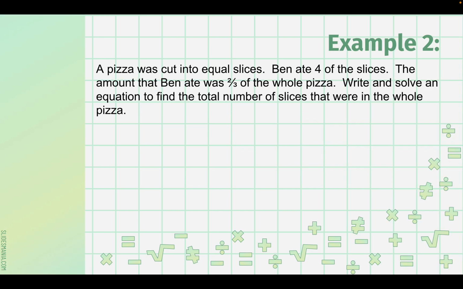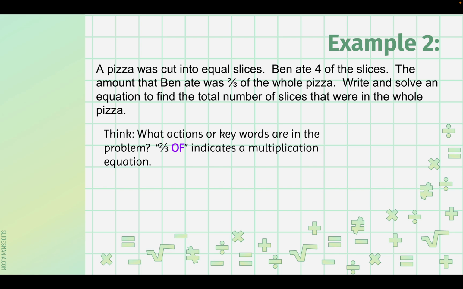Example 2. A pizza was cut into equal slices. Ben ate 4 of the slices. The amount that Ben ate was 2/3 of the whole pizza. Write and solve an equation to find the total number of slices that were in the whole pizza. Think, what actions or key words are in the problem? 2/3 of indicates a multiplication equation should be used.